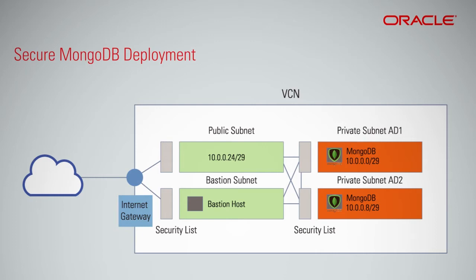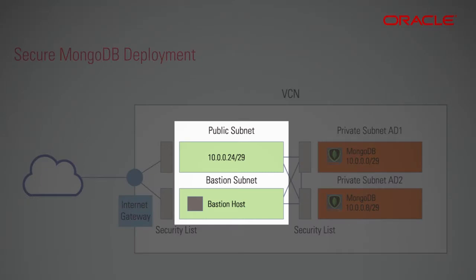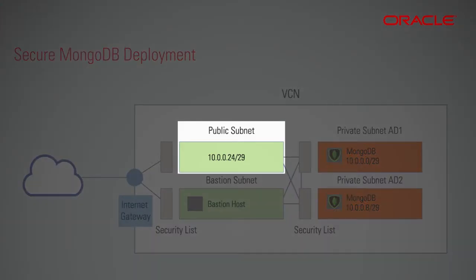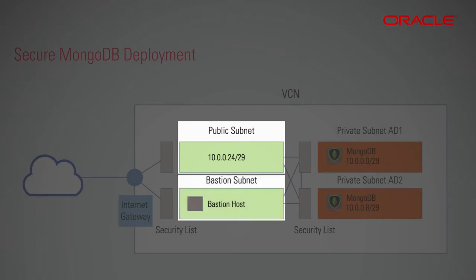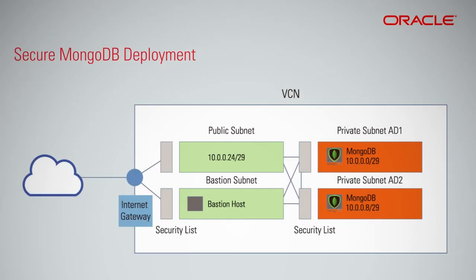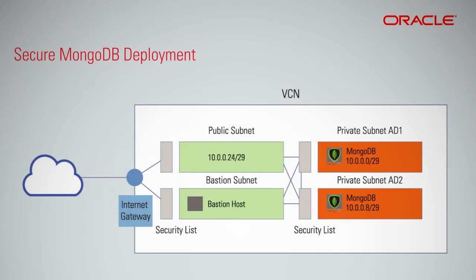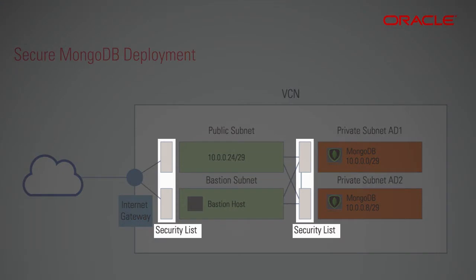plan to deploy 4 subnets, of which 2 are public and 2 are private. One of the public subnets is used to deploy your application servers that interact with MongoDB. The other public subnet is used as a bastion subnet to provide administrative access for MongoDB. MongoDB instances are deployed across 2 private subnets which reside on 2 different availability domains. Each of these subnets is guarded by its security list, which allows only permitted access both inbound and outbound.